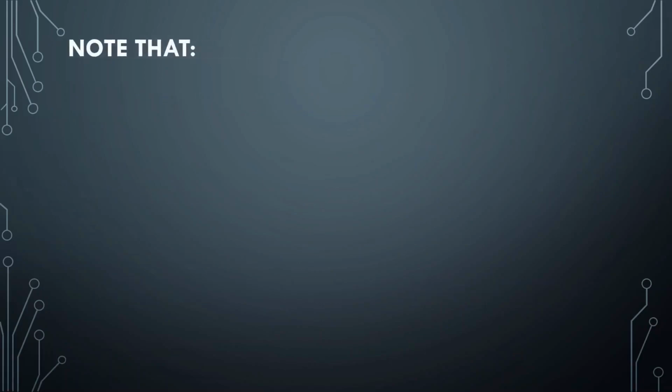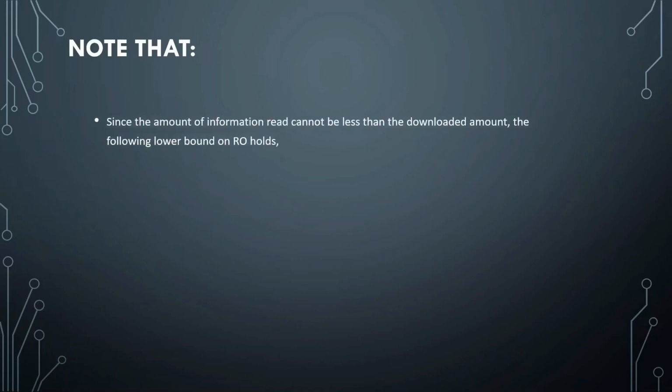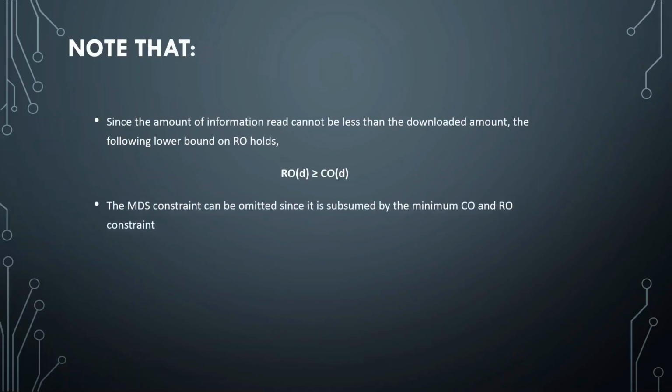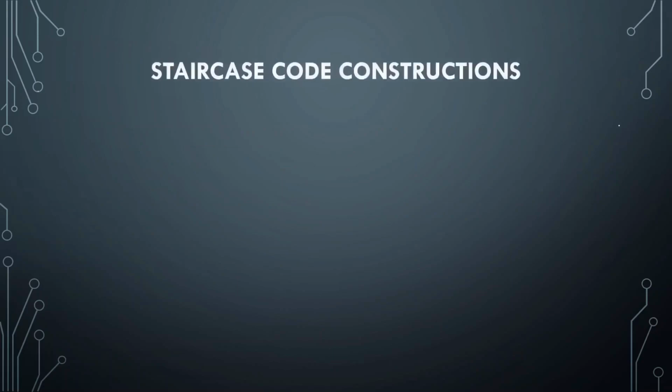There are some points to be noted from the previous discussion. Since the amount of information read cannot be less than the downloaded amount, the following lower bound on RO holds: the read overhead is always greater than or equal to the communication overhead. The second important point is that the MDS constraint can be omitted since it is subsumed by the minimum CO and RO constraint. With this knowledge, we can now enter into staircase code constructions.